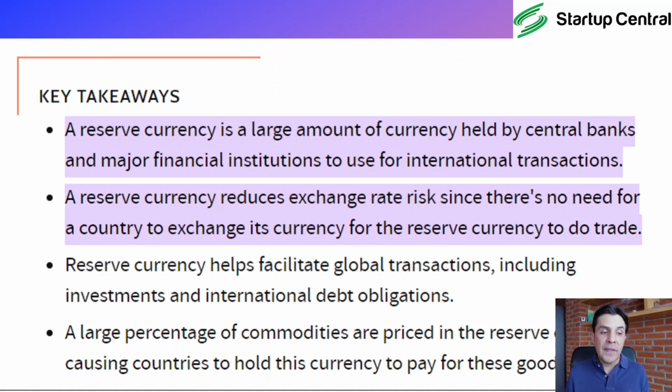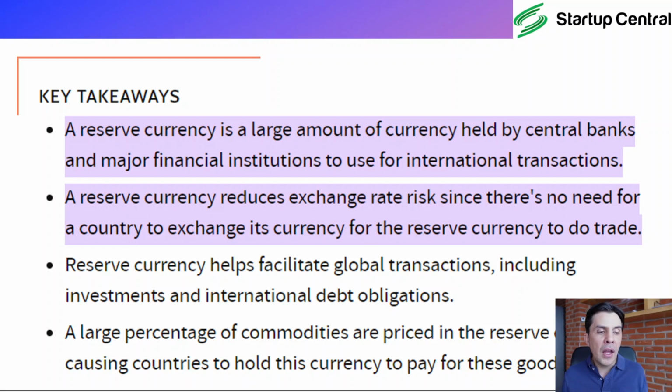Number 3, reserve currency helps facilitate global transactions, including investments and international debt obligations. So as you may know, the IMF lends money to countries, and then once they become indebted, they need to repay their debt. And this debt is in US dollars. So they need to buy US dollars with their currency to repay that debt. And that benefits the US dollar because currently it is the world's reserve currency. But that might change, guys.